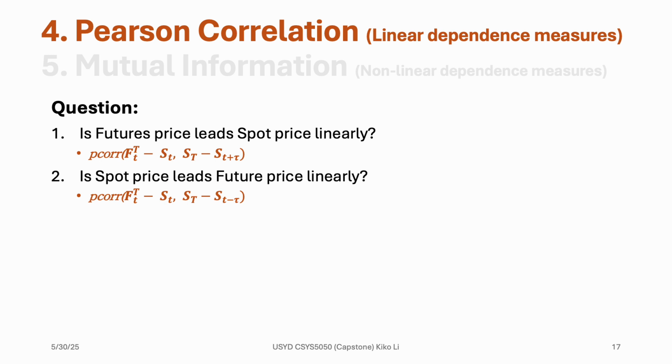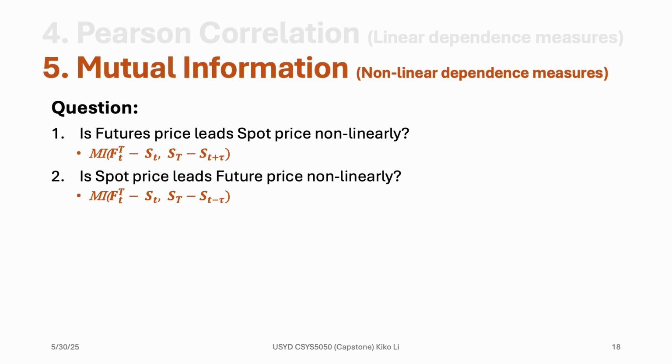The second question is the other direction: does the spot price lead the future price linearly? Similarly, by measuring the relationship between the fixed series Ft minus St with the changing series, but here I will pick tau as a negative value to see if the past spot price brings any information to today's future price linearly.